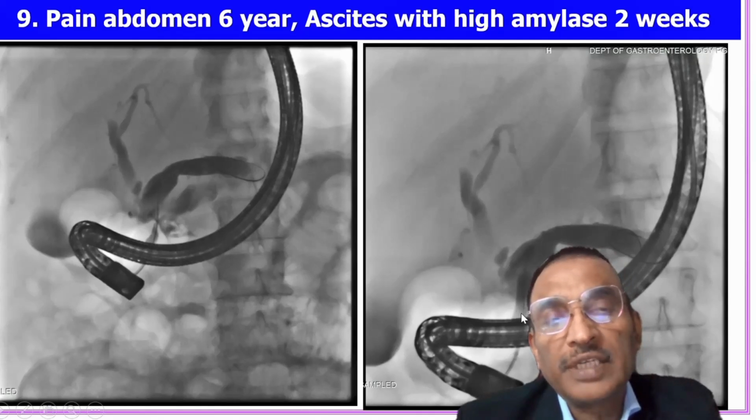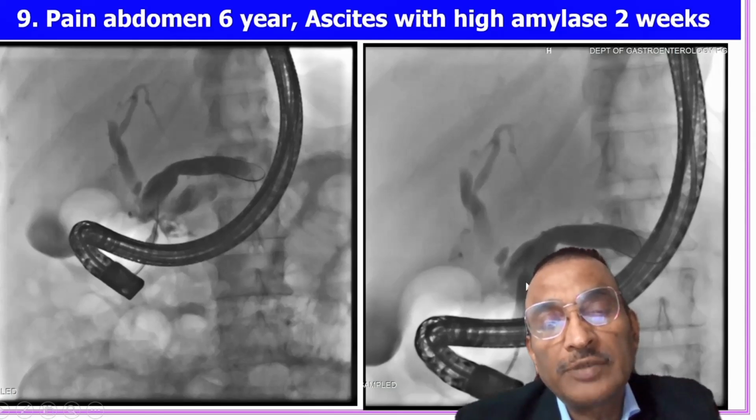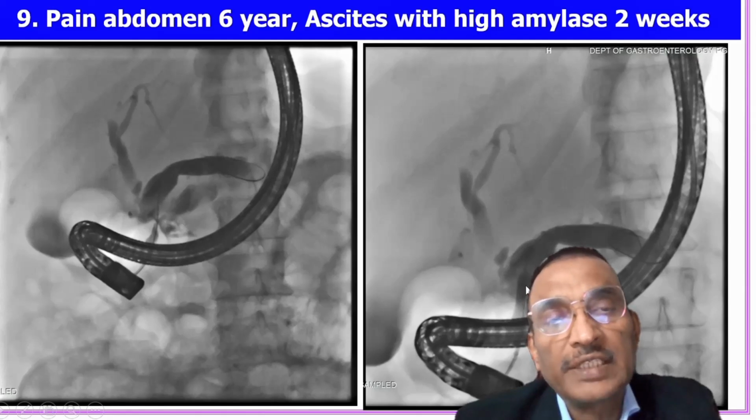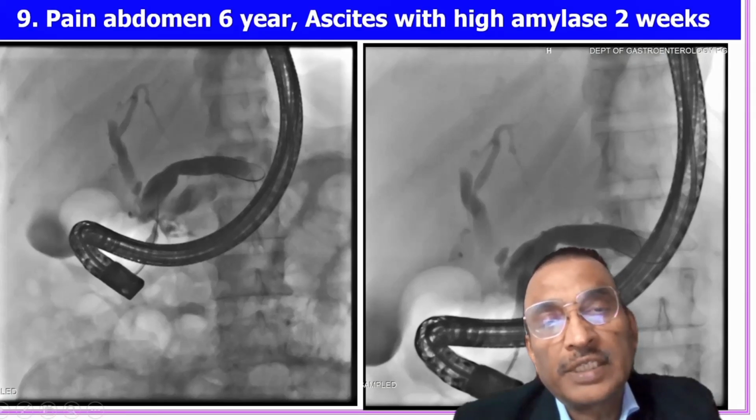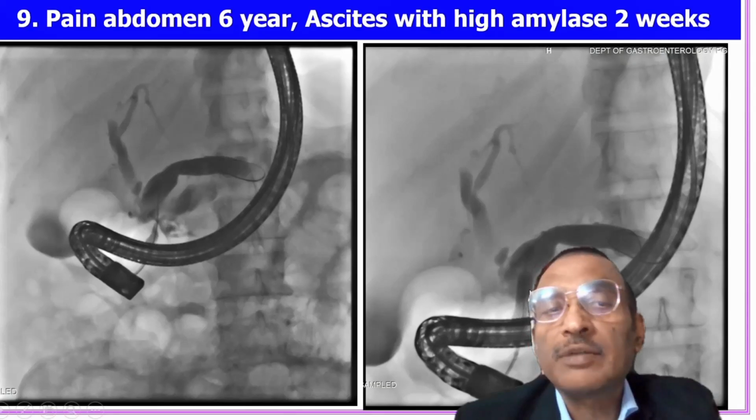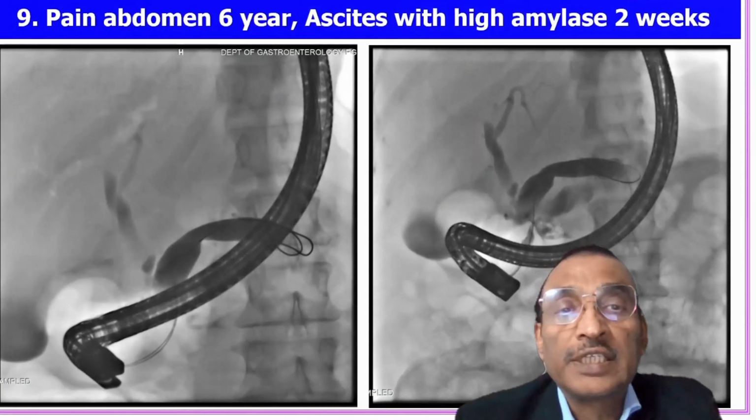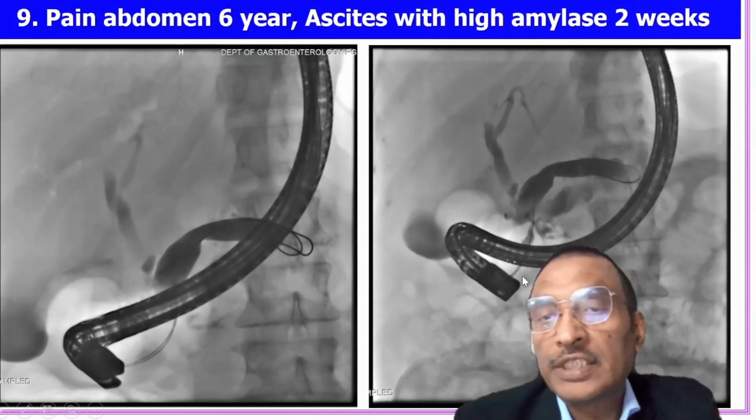There are different dilatation balloons. So this is a dilatation balloon which has been filled with dilute contrast, and we are dilating with the dilatation balloon. So balloon dilatation we are doing, and with that the structure will open up, and then we will place the stent. So that is how it should be done.